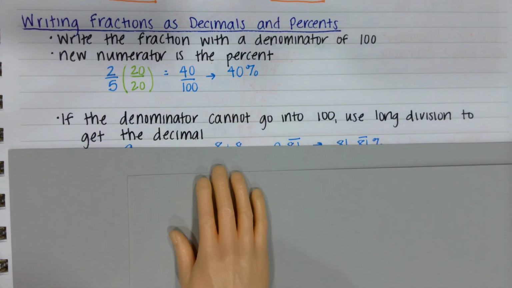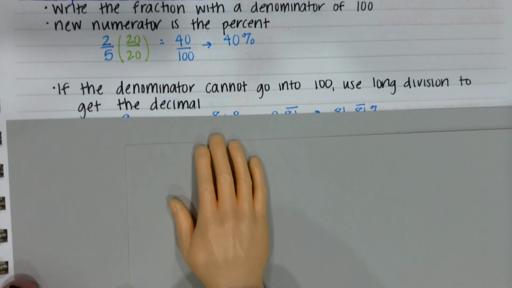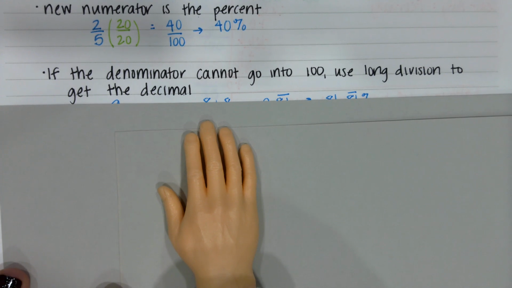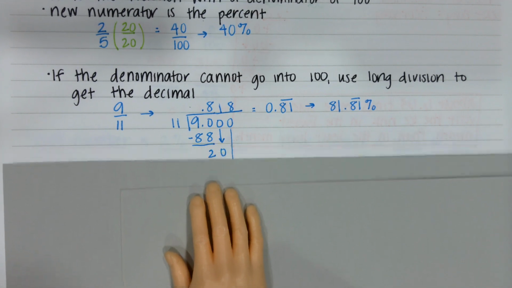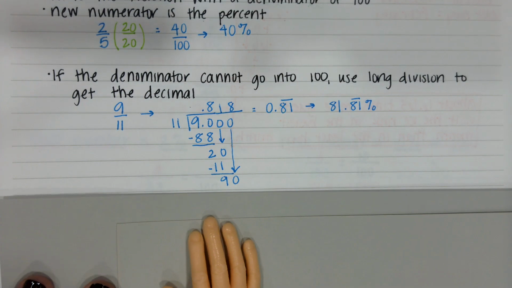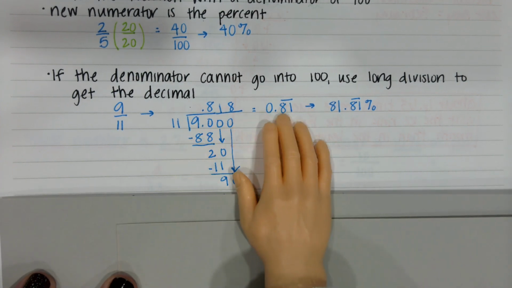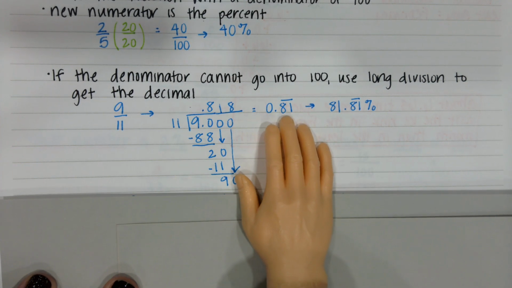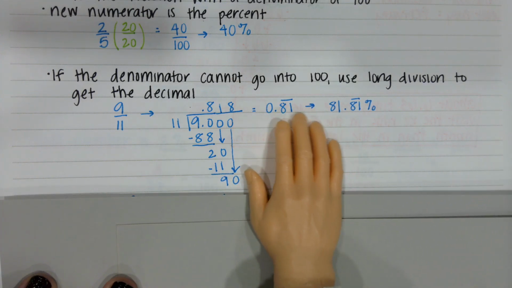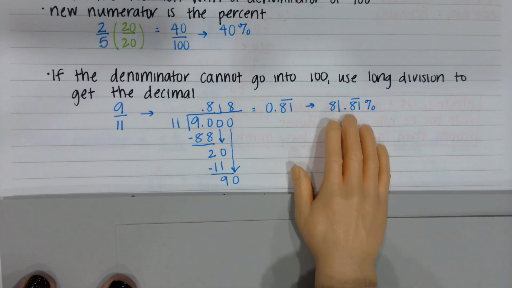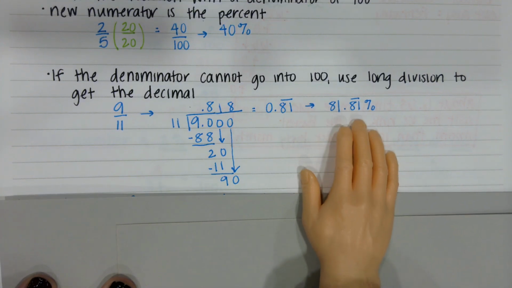If the denominator does not go into 100, we are going to use long division to get the decimal. So an example here is 9/11. We are going to do long division, and then we would see that we get 0.81 repeating. So move the decimal twice to the right, and we have 81, and then this 81 repeats forever. So we have 81.81 repeating percent.